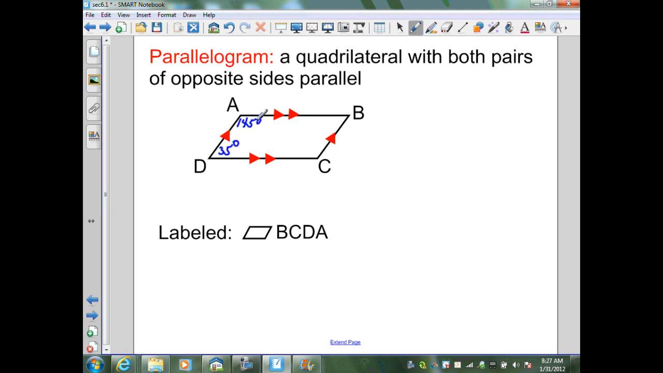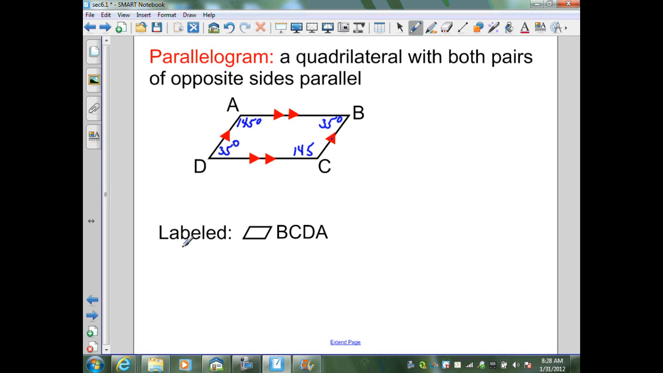I can continue to find angle B and C in the same fashion. If two parallel lines are cut by a transversal, then same side interior angles are supplementary, and therefore angle C would be 145 degrees. And I can find angle B either by A or C. Again, if I have two parallel lines cut by a transversal, then I have same side interior angles being supplementary. Therefore, angle B is 35 degrees.